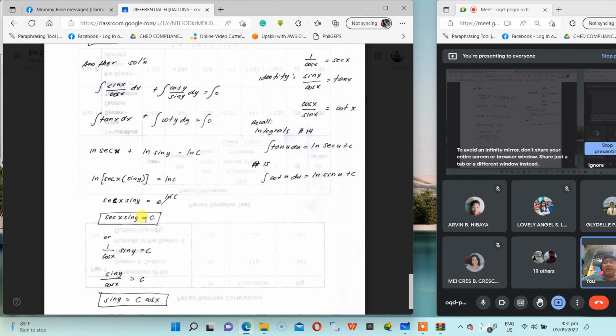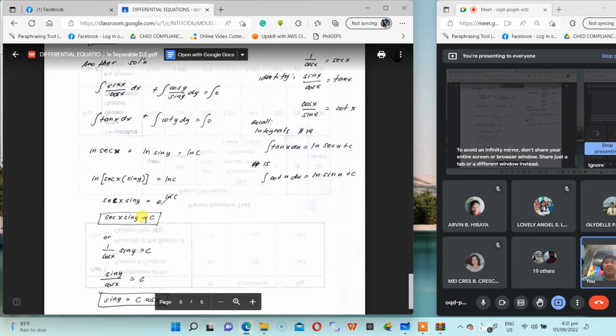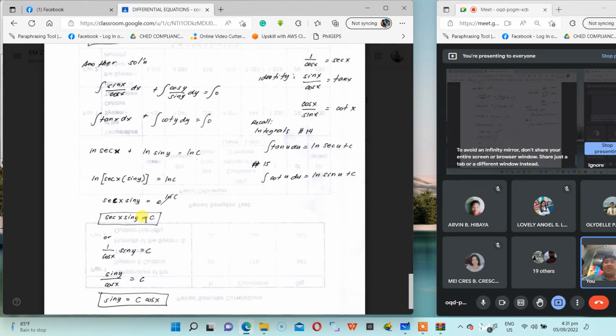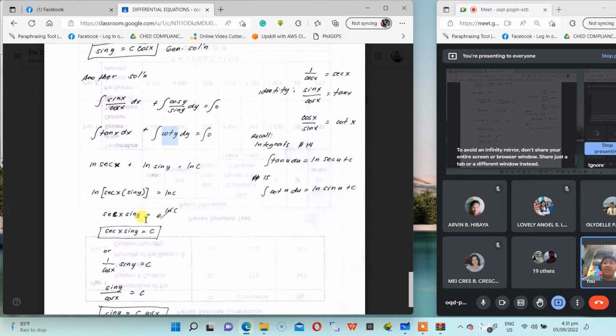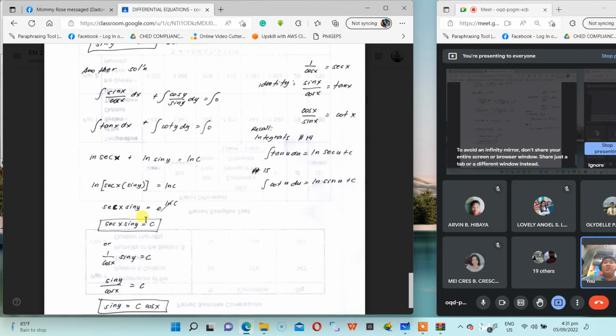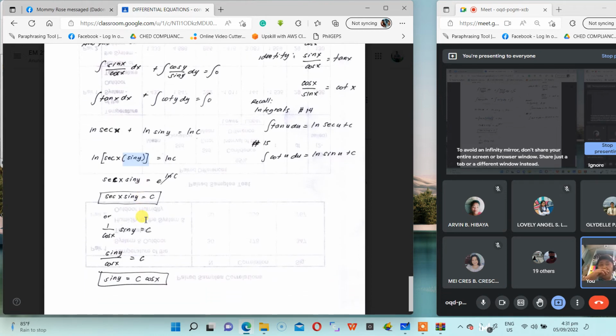So the integral of tangent x is ln secant x. The integral of cotangent y is ln sine y. The integral of 0 is c. So you could have c or ln c. Since both are ln, I just use ln also for my arbitrary constant. Since both of them are positive, you multiply and not divide. If it is negative, then you divide.